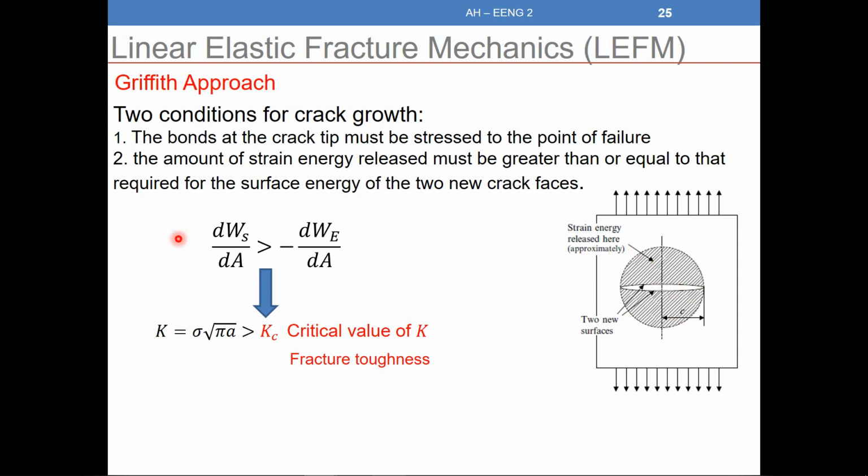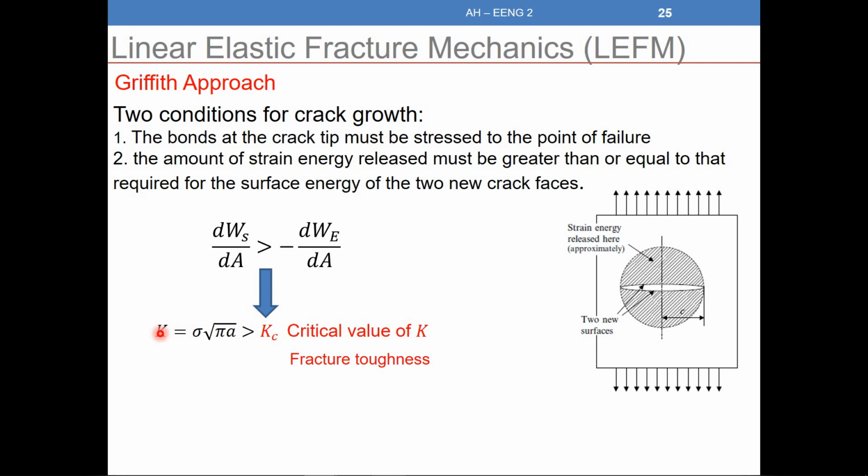But you need to understand that based on these two conditions, especially the second condition about the strain energy, we find that the stress intensity factor that we defined, sigma square root of pi a, should have a critical value. It has a critical value, what we call Kc, the fracture toughness. So what's fracture toughness? Fracture toughness is the critical value of K. When the stress intensity factor is greater than Kc, the crack will propagate and cause failure. So that's the idea here: there's a property we call the fracture toughness, which is the critical value of K.